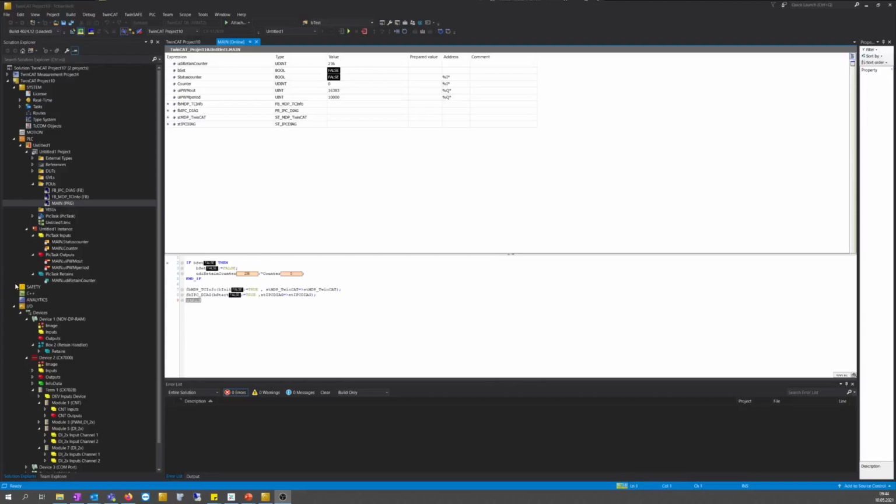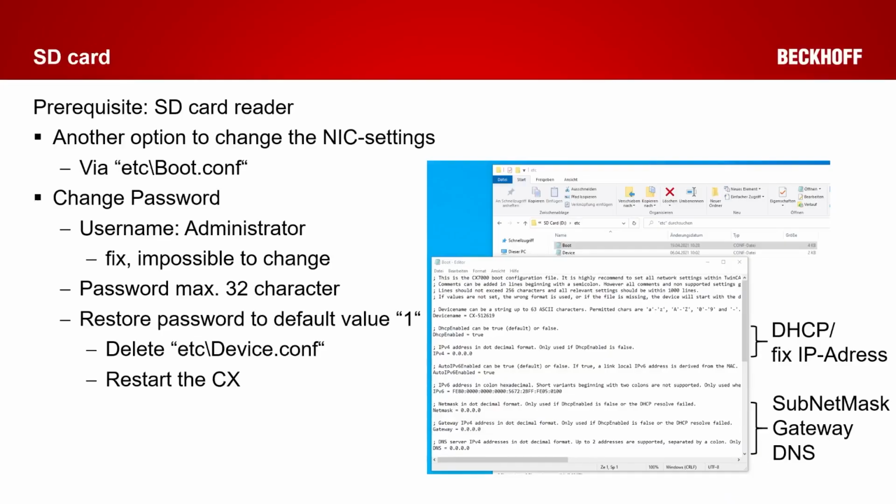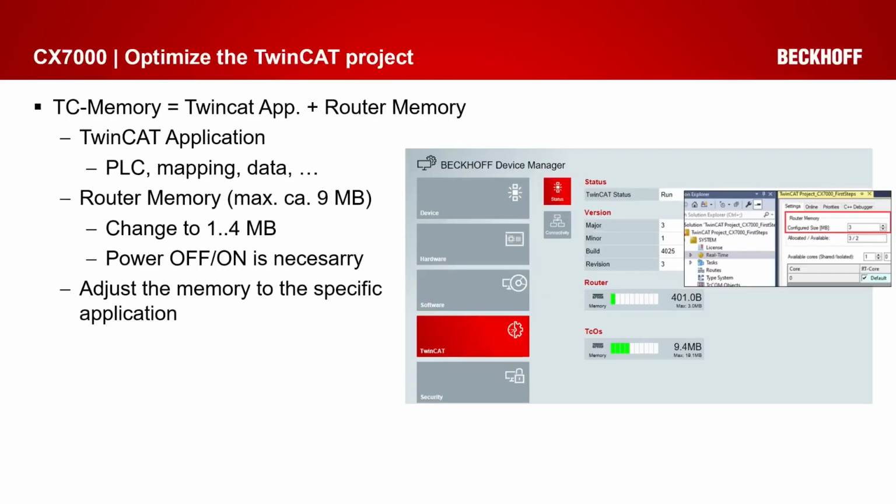Last, I would like to mention 2 ways to optimize the TwinCAT project on the CX. The first method is to optimize the TwinCAT memory. The TwinCAT memory contains the router memory and the TwinCAT application. The router memory is in TwinCAT projects per default 32 MB, but this is too much for the CX7000, so it's set to the maximum of 9 MB. This means per default there are 10 MB for the application like PLC, data, mapping, and so on. Normally 1 to 4 MB is enough for the router memory, so we advise to set this up. And therefore, there is more memory for the application.